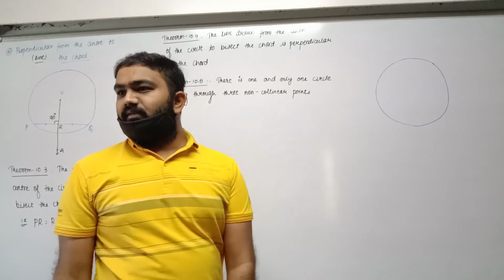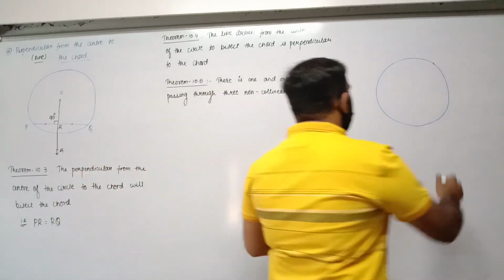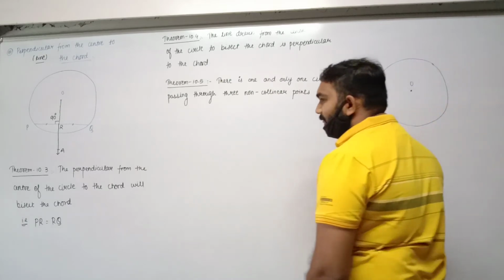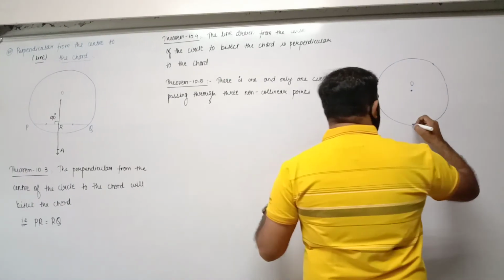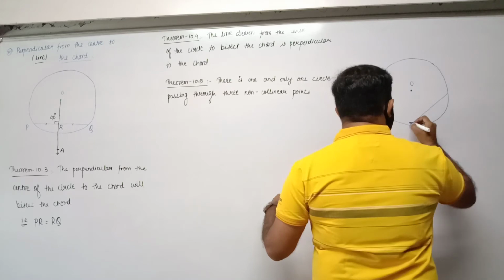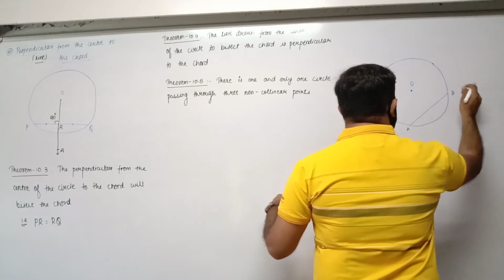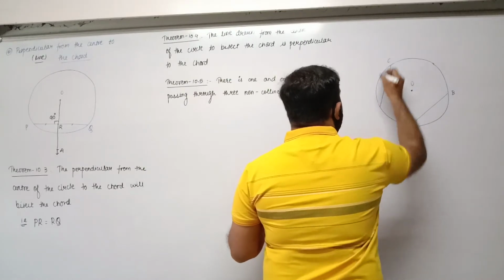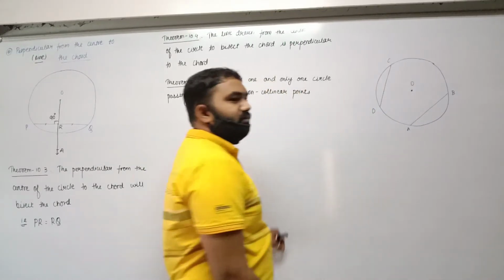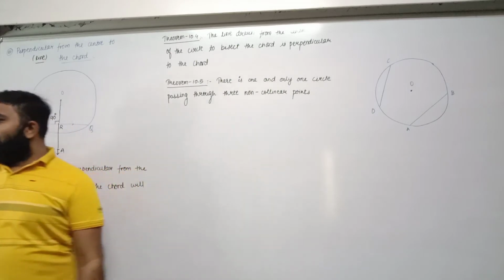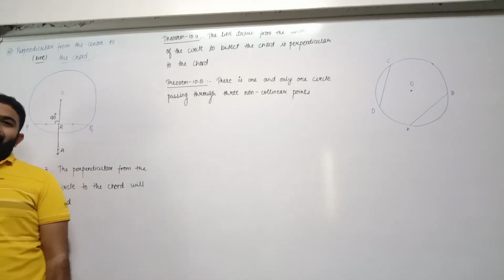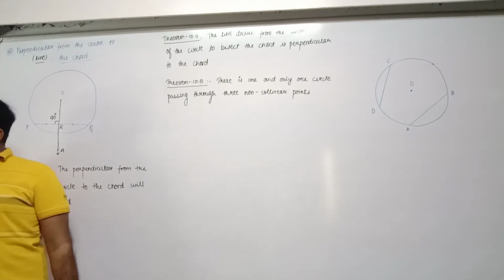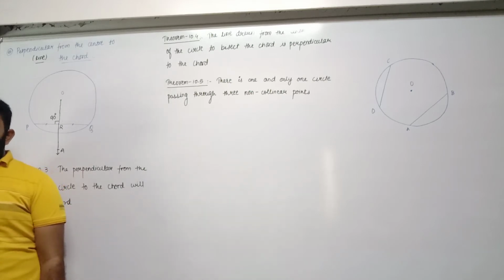So for this circle, the center would be O here, and if I draw two chords, one like this, AB, and the other one like this, CD. AB and CD. Here the lengths of the chords are equal. So will their distance from the center be equal?